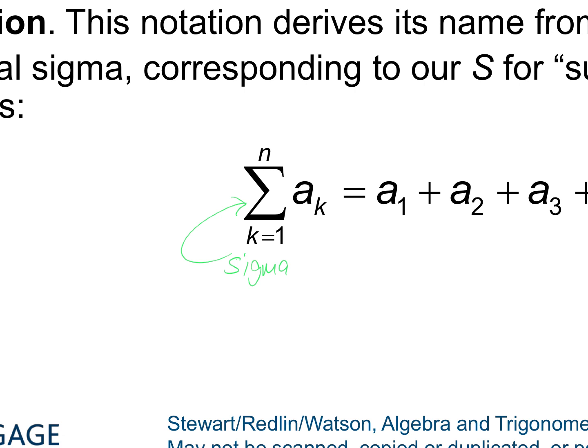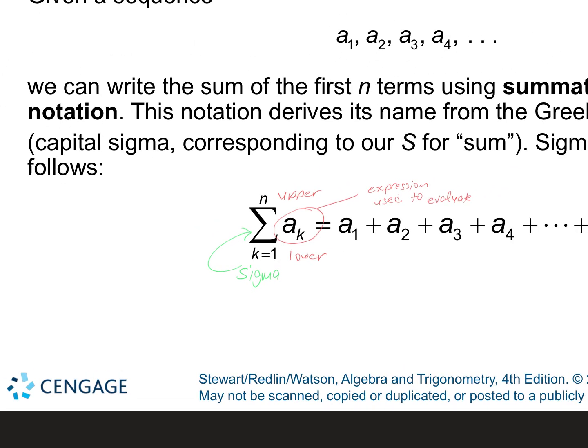We're going to talk about this being the lower number on the bottom and this being the upper. We're going to talk more about this later. This is the expression used to evaluate. All right, this is summation notation. We're going to do basic today, and then we're going to use formulas for the next 2 lessons.